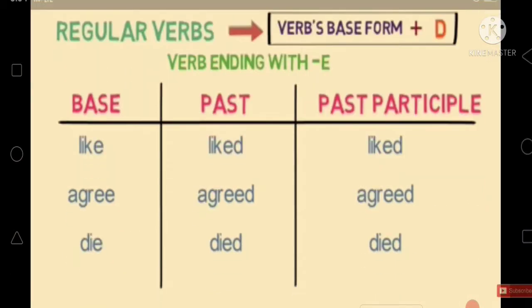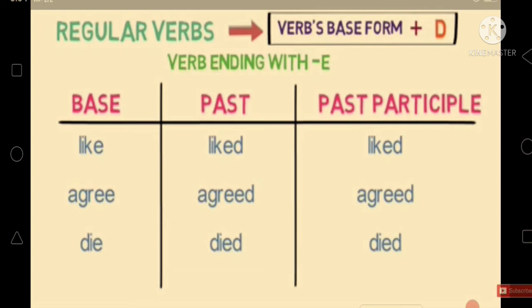In regular verbs we also need to add only d with a verb ending with e. When the verb ends with e, we do not add another ed, we only add d to the base form of the verb. Base form of the verb, past, past participle. Like, the verb is ending with e.